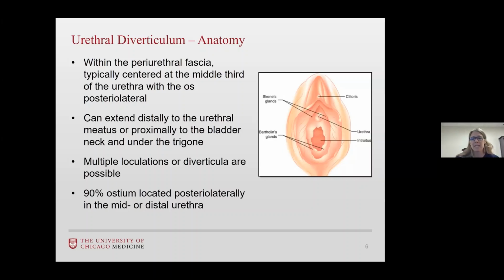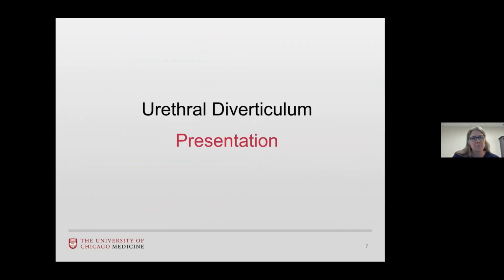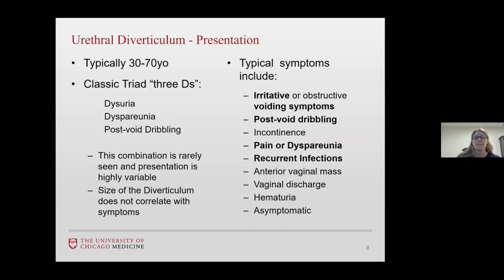And then again, 90% of those ostiums, so the connection to the urethra, are going to be posterior laterally in the mid or distal urethra. So when you do your cystoscopy, that's where you're going to be really focusing your attention. So the presentation is going to be a wide age range. It's going to be 30 to 70-year-olds.